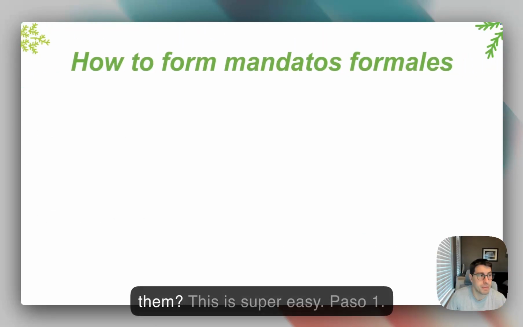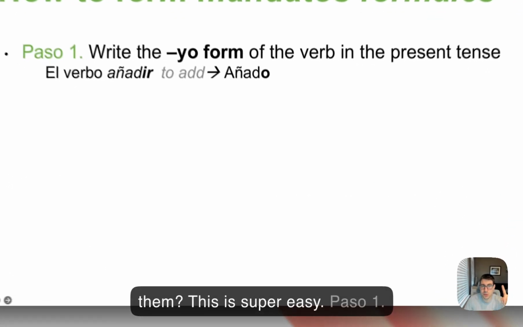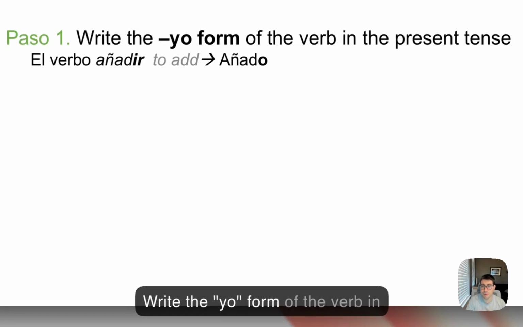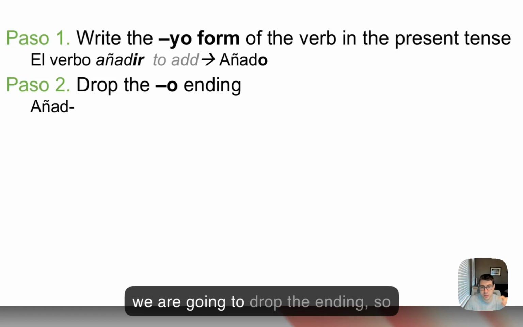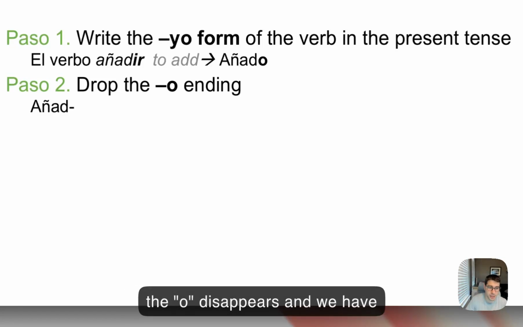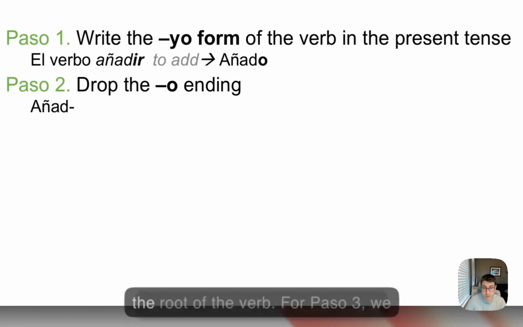How do we form them? This is super easy. Paso 1. Write the yo form of the verb in the present tense. El verbo añadir, for example, the yo form is yo añado, I add. Focus on this O. For paso 2, we're going to drop the ending, so the O disappears and we have añad, la raíz, the root. So this is the root of the verb.